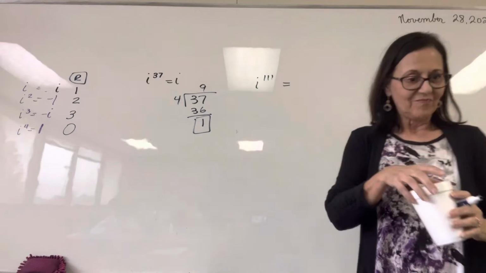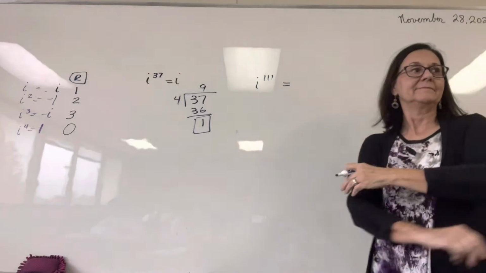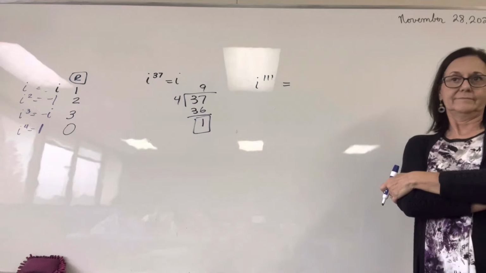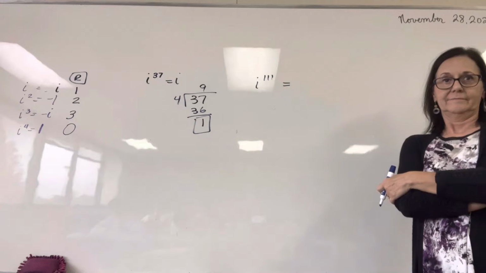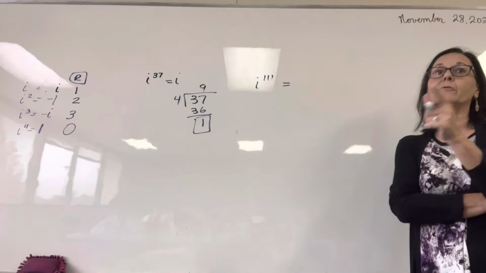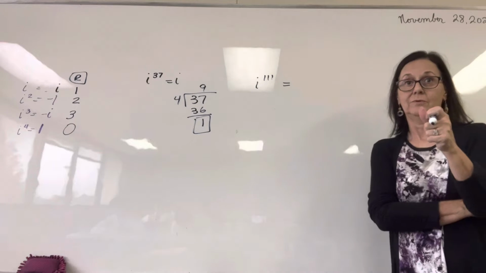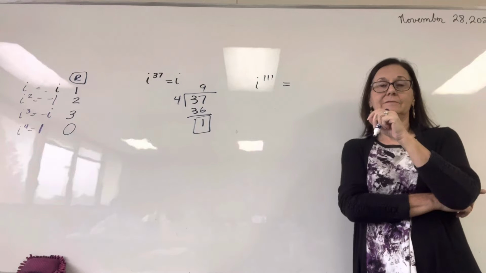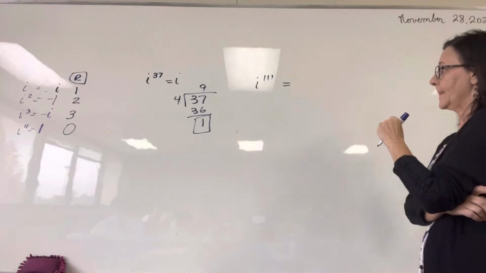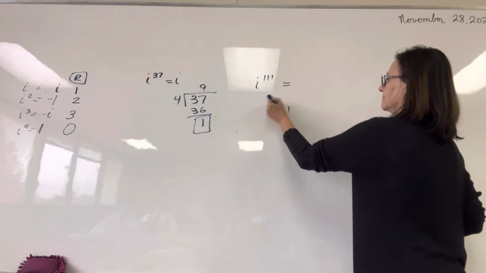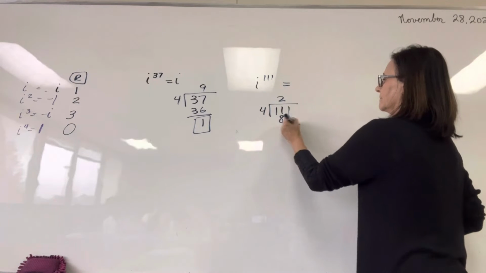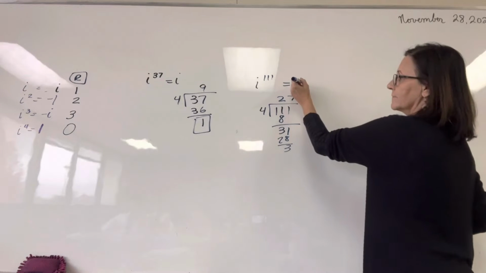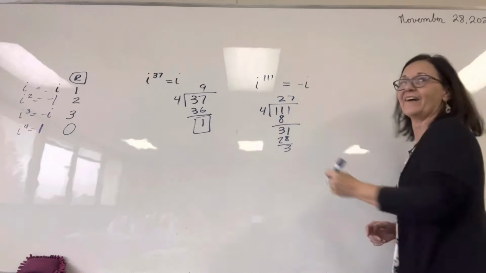Is it possible to do this in the calculator? No, because you need to know the remainder, not a decimal. Do not work this in your calculator. What does it equal? Negative i. Everybody get that?